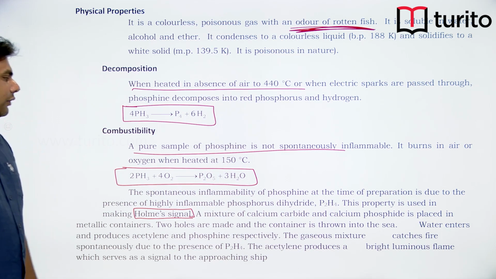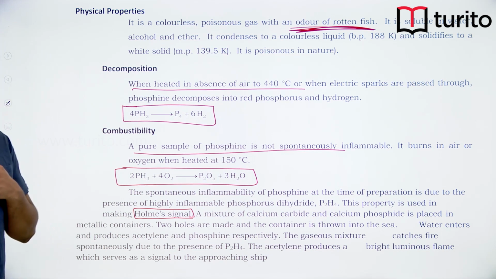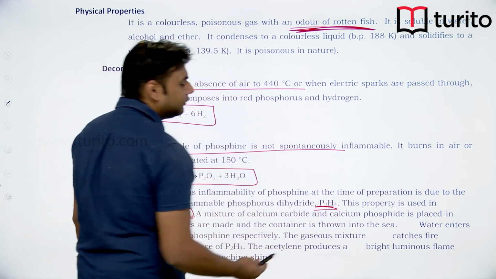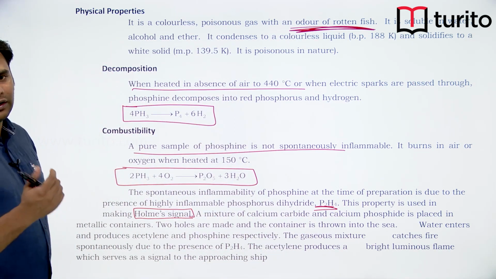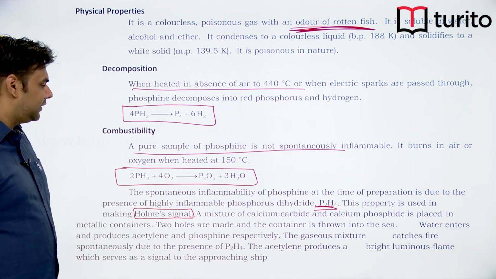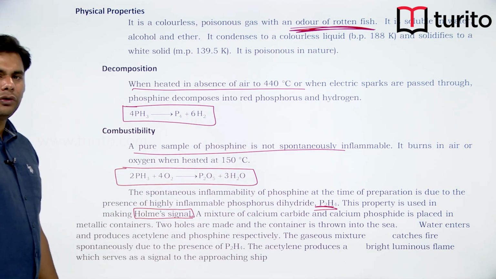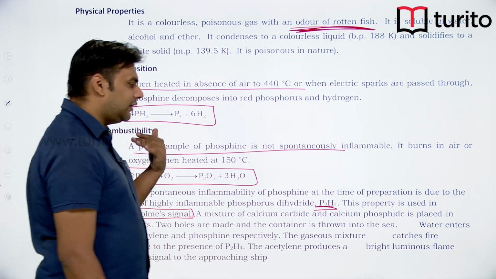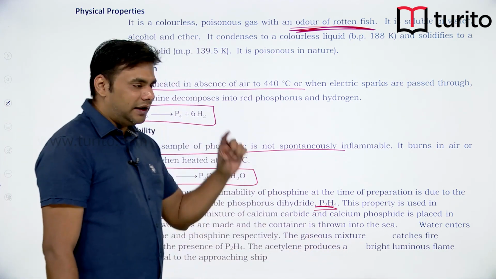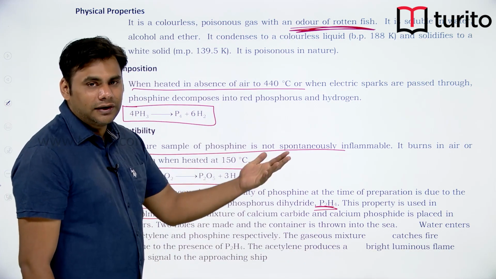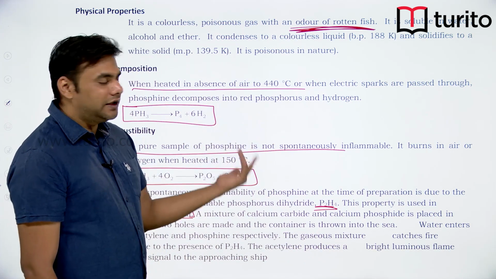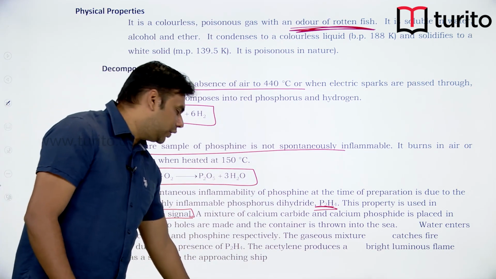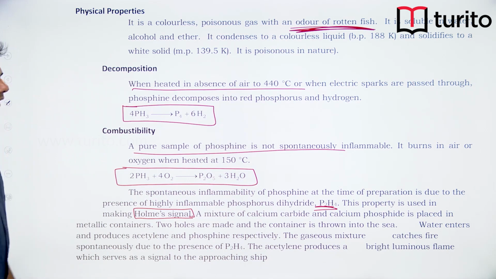Just remember this: whenever you form phosphine through hydrolysis, you will always get P2H4. You have already studied this in your NCERT. Now P2H4 is highly flammable, so as phosphine and acetylene are formed in that can, the P2H4 formed burns, and as it burns, it provides the energy for the burning of acetylene as well as phosphine. So acetylene burns with a bright luminous flame and the approaching ship gets the signal.